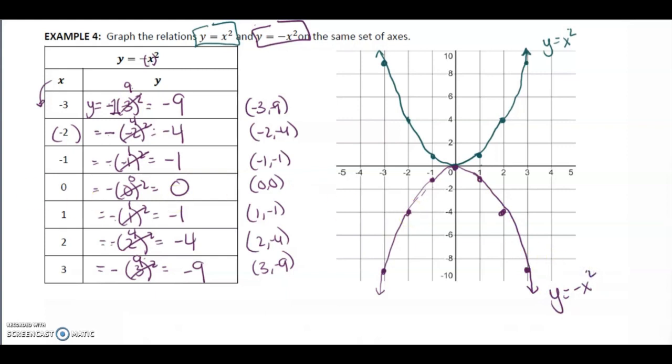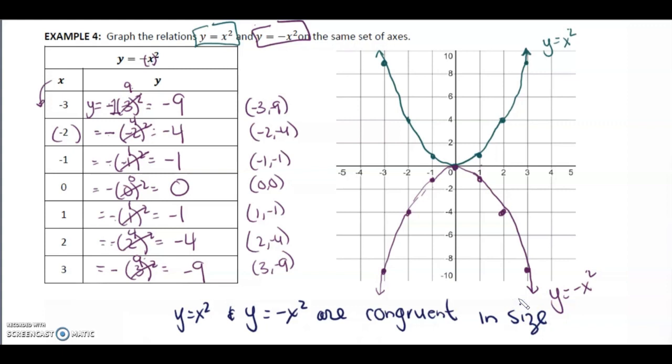Okay, so if we're taking a look at these two, y equals x squared and y equals negative x squared are congruent in size. Congruent in size. Okay, so all we did is actually flip it. One's opening up, one's opening down, but the actual size is the same.